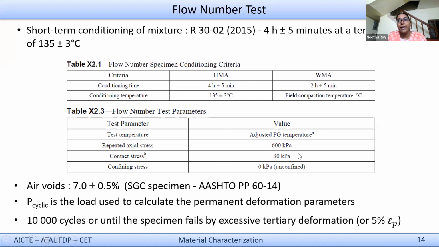Now, till what time will you do this test? You can keep on continuing this number of cycles. At least 10,000 cycles are to be done, or until the specimen fails by excessive tertiary deformation, or until 5% of plastic strain has been reached, or the irrecoverable strain has reached that level, because you actually want to see when the tertiary stage starts, right? That is an indication of the rutting response of the material. So you want to load it in such a way that it will go to the tertiary stage, or at least the starting of the tertiary stage.